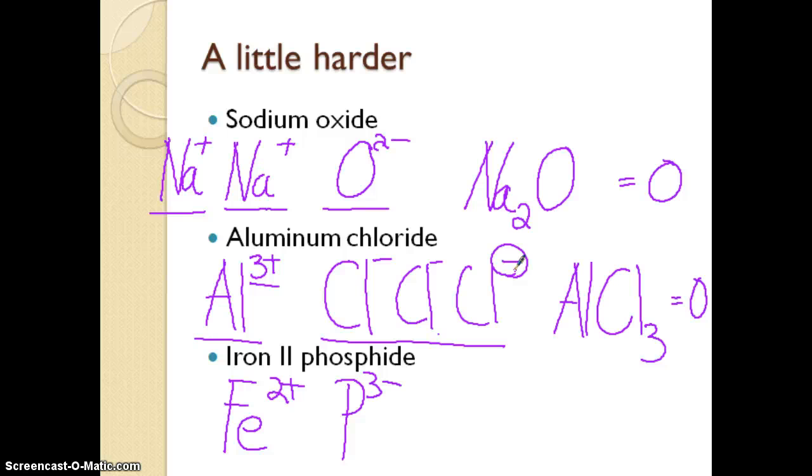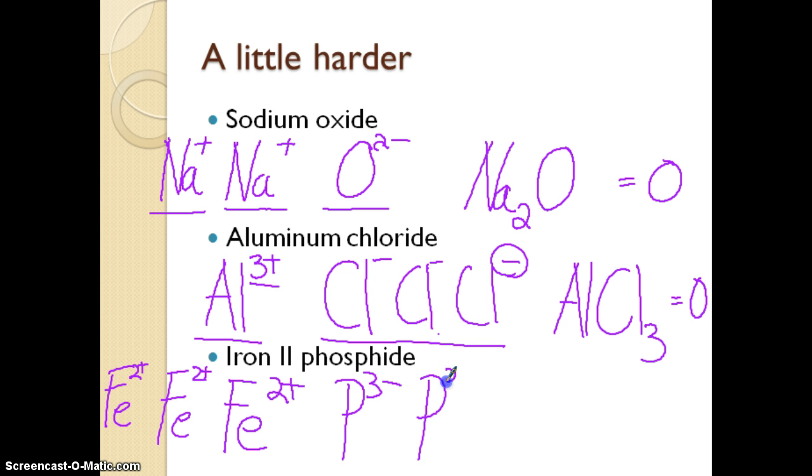So how do I get 6 losers? Well, I have iron with the 2 plus. They both go into the number 6, so what times 2 gives me 6? Well, I need 3 of them. So iron, iron, I need 3 irons. And what multiplies by 3 to give me 6?